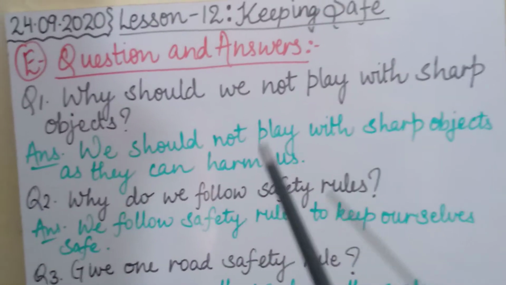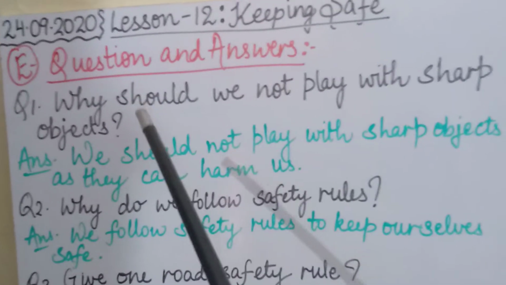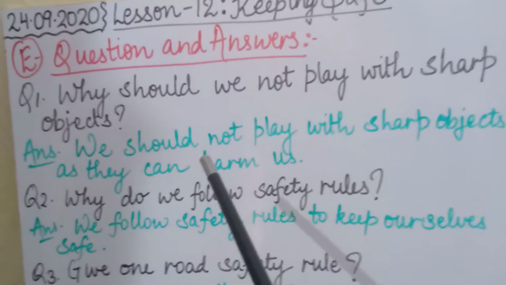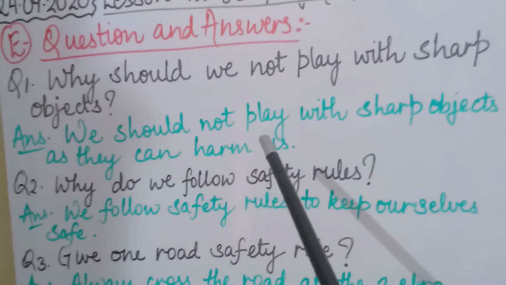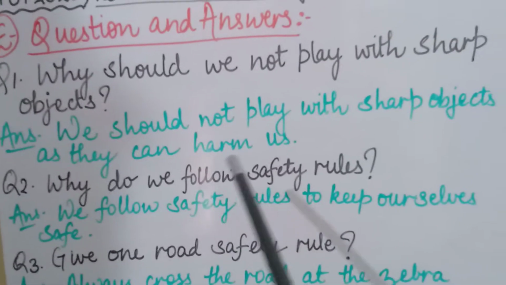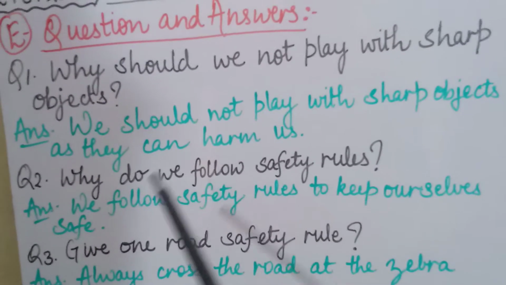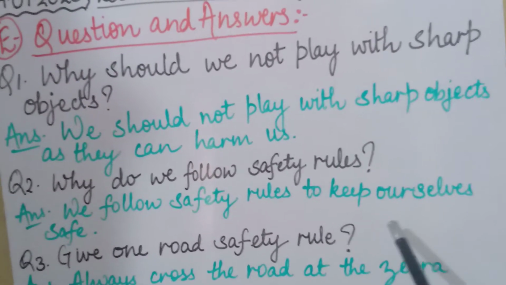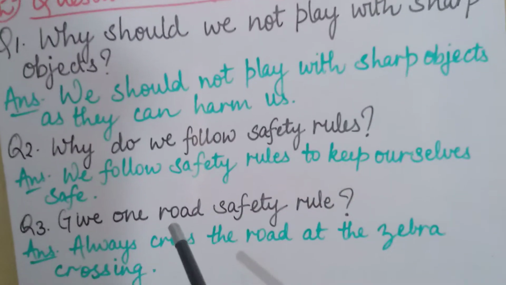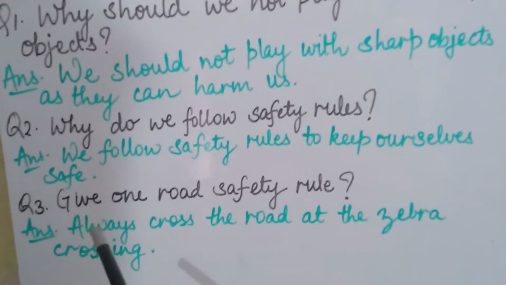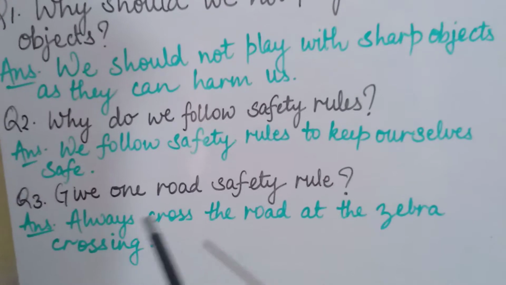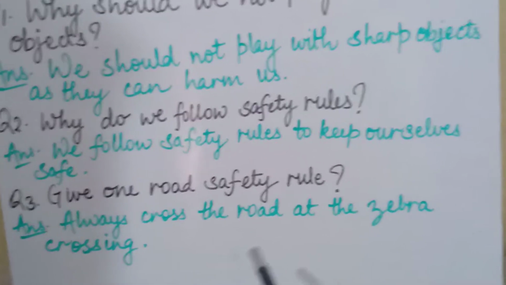Is that clear? Again, I am repeating these three question answers. Question 1, why should we not play with sharp objects? Answer is, we should not play with sharp objects as they can harm us. Question 2, why do we follow safety rules? We follow safety rules to keep ourselves safe. Give one road safety rule. One road safety rule is, always cross the road at the zebra crossing.